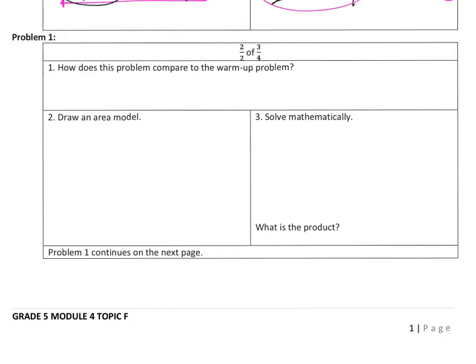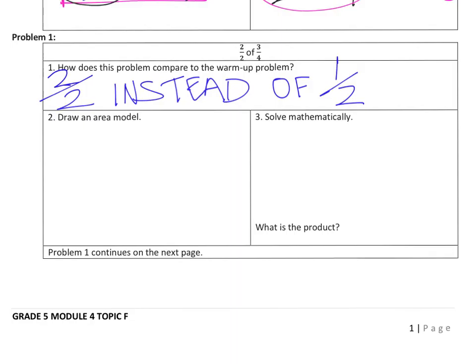Now let's check out this problem. We have 2/2 of 3/4. So how does this problem compare to the warm-up problem? Well, it's 2/2 instead of 1. And I just want to remind you that 2/2 is the same as 1 whole. So 2/2 is the same as good old-fashioned 1. But let's check out what that looks like in an area model.